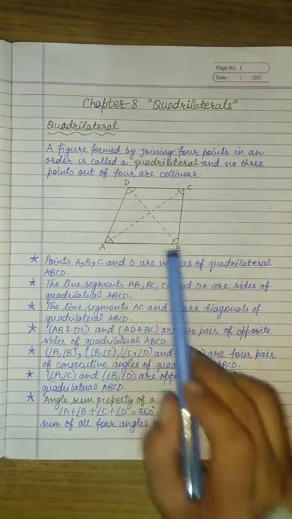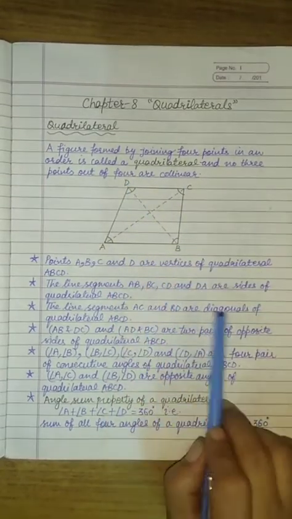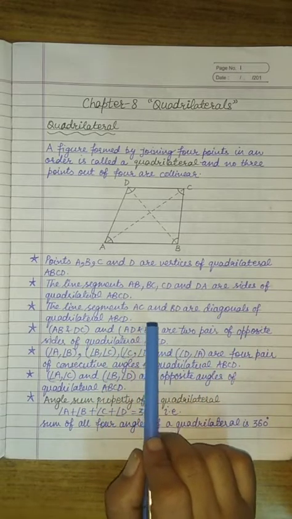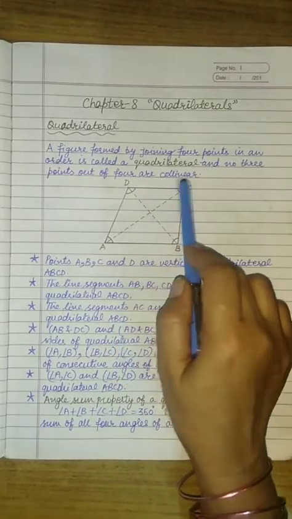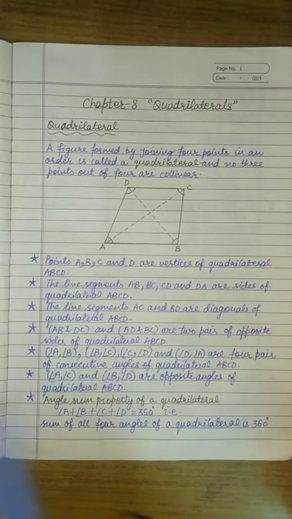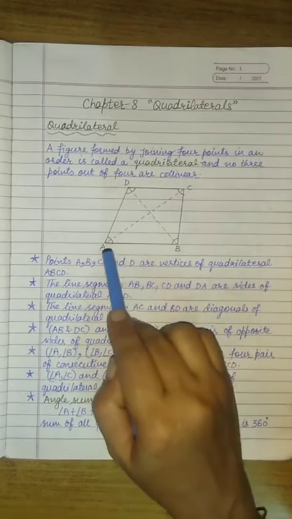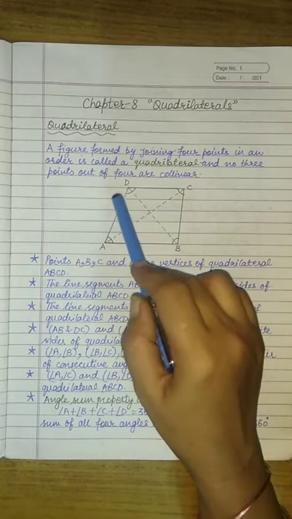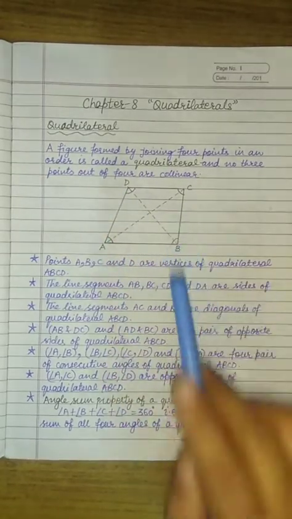Then line segments AC and BD are the diagonals of quadrilateral ABCD. Then sides AB and CD, and sides AD and BC, are the opposite sides of quadrilateral ABCD. So the side opposite to AB is side DC, and similarly side AD and its opposite side is BC.